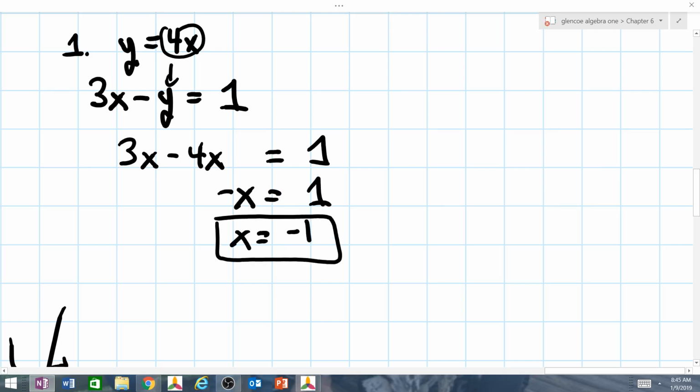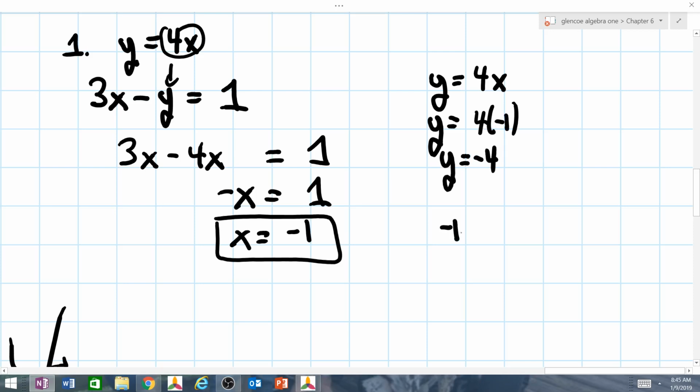Okay, everybody solve for y. Which equation do you want to use? Let's get somebody else involved here. How about you? Let's use the top equation. y equals 4x. What does y equal? Good. So what's the answer? y equals -4, so (-1, -4). Somebody check it in the bottom equation. Does it work? Are you sure? Okay, let's try another one.